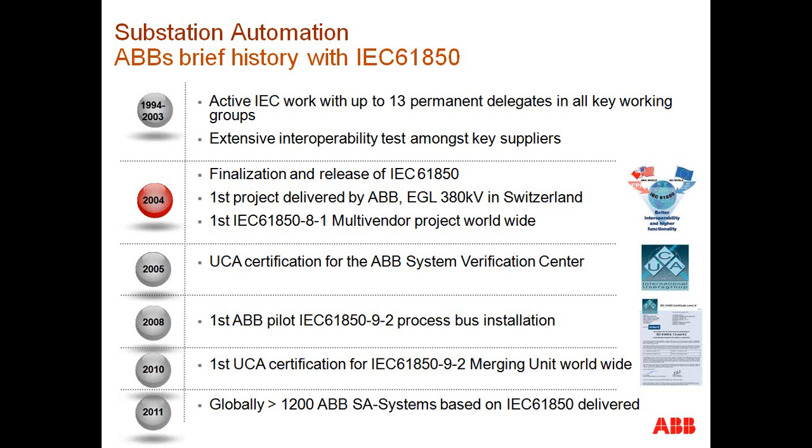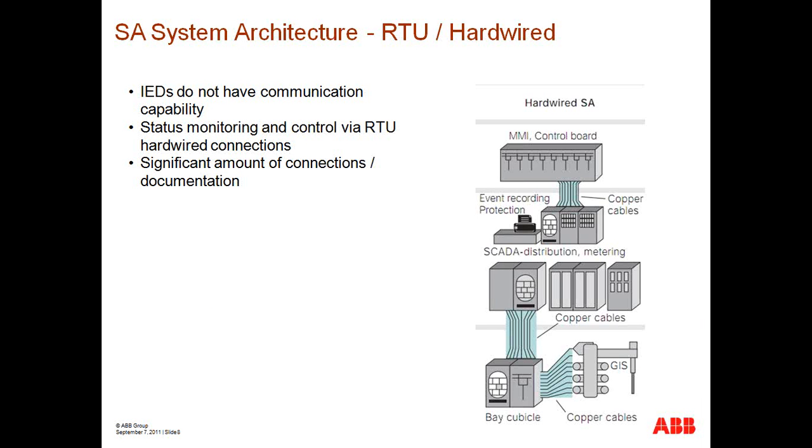In 2008, ABB had its first IEC 61850-9-2 process bus installation. In 2010, we released the first UCA certified 61850-9-2 merging unit in the world. And as of this year, globally, we have successfully delivered more than 1,200 substation automation systems based on IEC 61850. Now, that's really just a brief story in regards to the standardization efforts and process that we went through to get to what we have today, which is this standard.